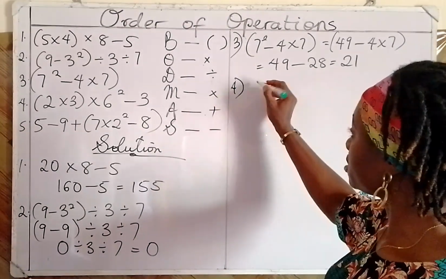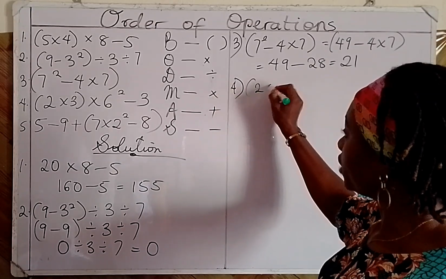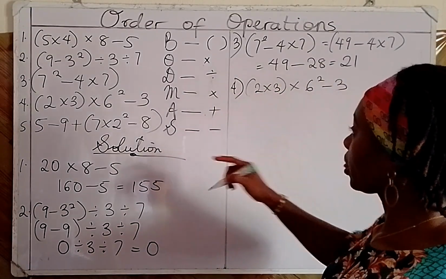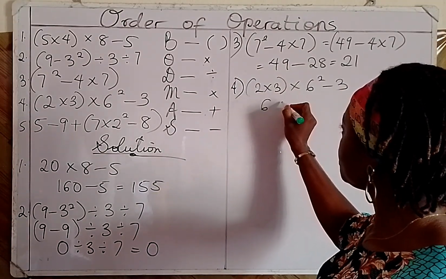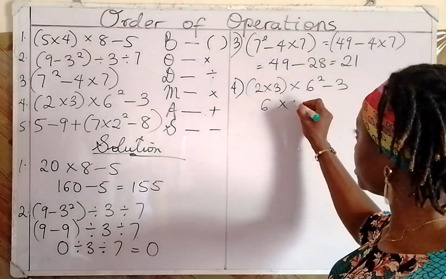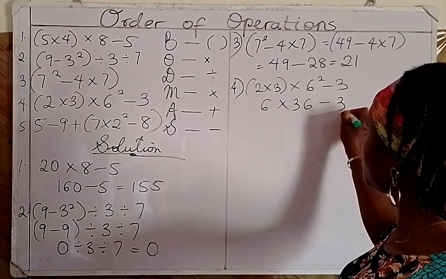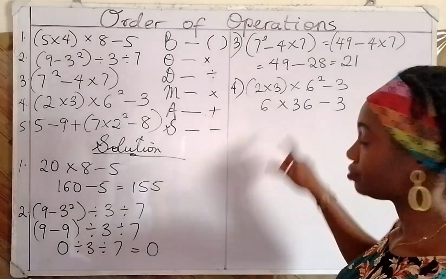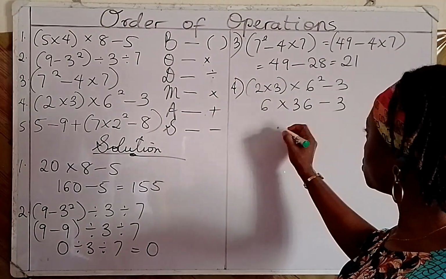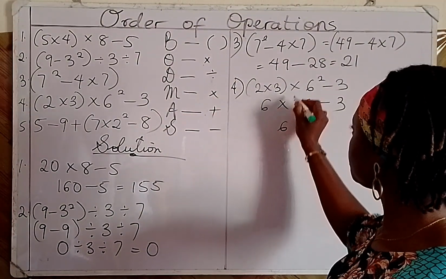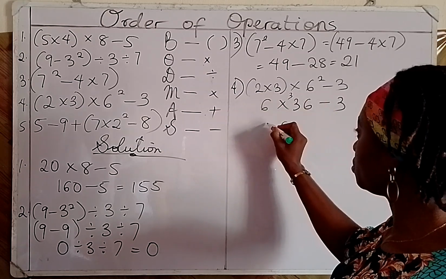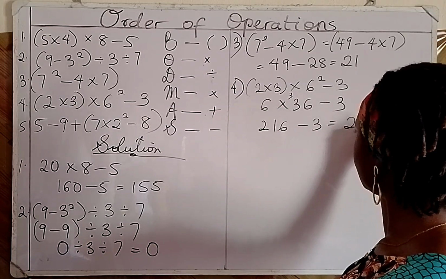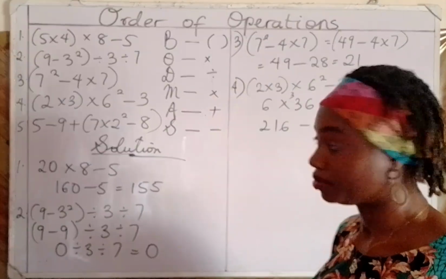Alright, question 4 says, we're going to open the bracket of 2 and 3 times 6 squared minus 3. So 2 times 3 is 6, times 6 times 6 is 36, minus 3. We're going to multiply 6 times 36. And that gives us what? What's 36 times 6? 6 times 3 is 18 plus 3, 21 minus 3. And this is 213 as our final answer.